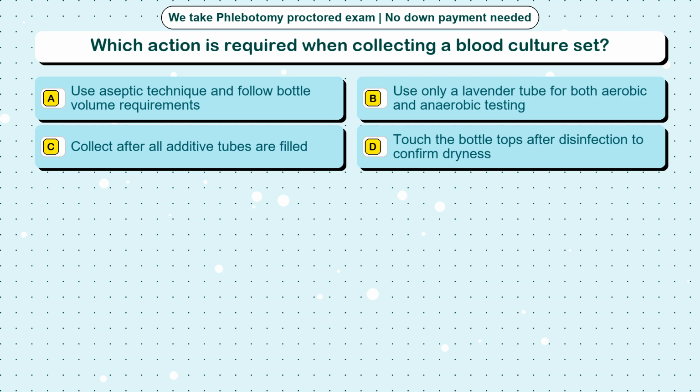Question 48. Which action is required when collecting a blood culture set? Option A. Use aseptic technique and follow bottle volume requirements. Option B. Use only a lavender tube for both aerobic and anaerobic testing. Option C. Collect after all additive tubes are filled. Option D. Touch the bottle tops after disinfection to confirm dryness.